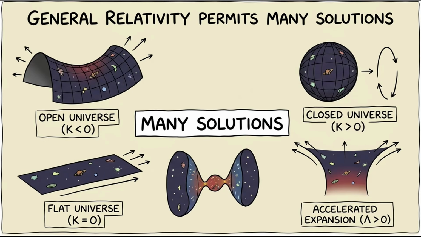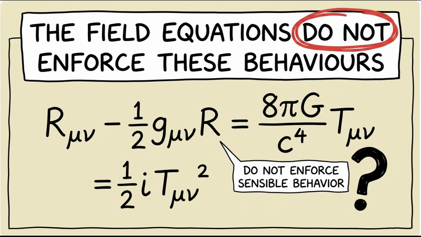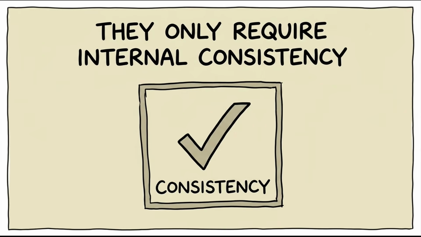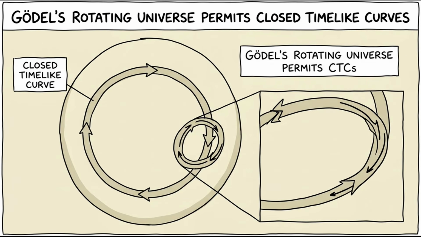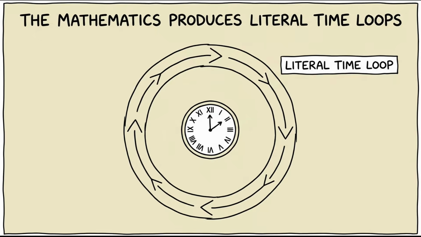General relativity permits many solutions. Most describe universes that behave sensibly. Matter attracts, time moves forward, causes precede effects. The field equations do not enforce these behaviors. They only require internal consistency. Gödel's rotating universe permits closed time-like curves. Following certain paths through spacetime, a traveler returns to their own past. Not metaphorically. The mathematics produces literal time loops.